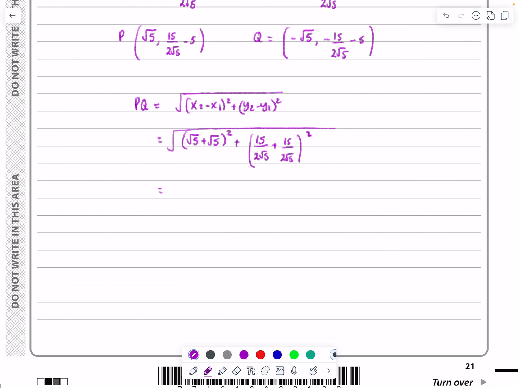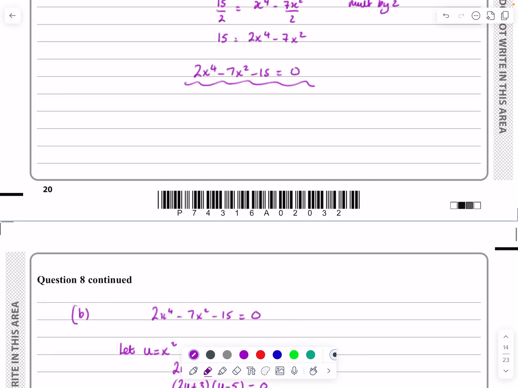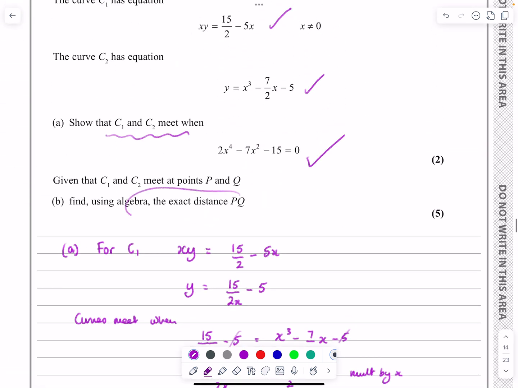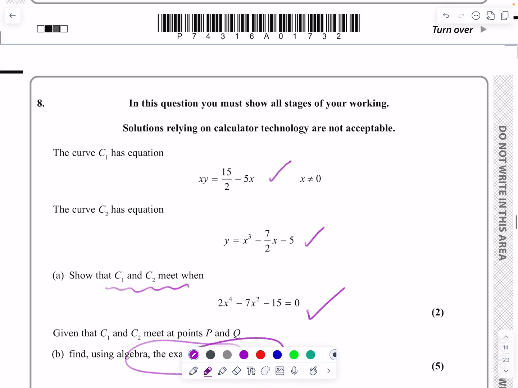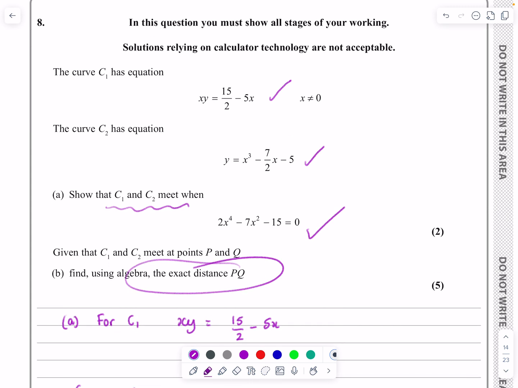And PQ apparently works out to be equal to, when we go through and do all that, root 65. Let's just see. Yes, and I'd ignored it up till that point, but it says find the exact value. So it needed to be a surd answer and not a decimal. But yeah, not too bad as a question there. Question number 8 on a P1 paper. So hopefully that all makes sense to you.